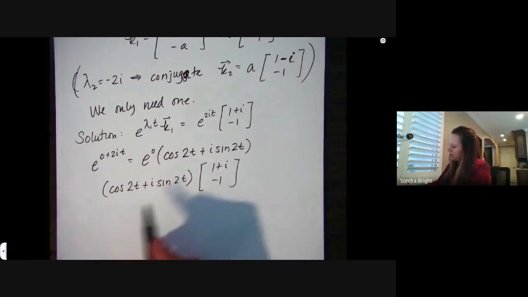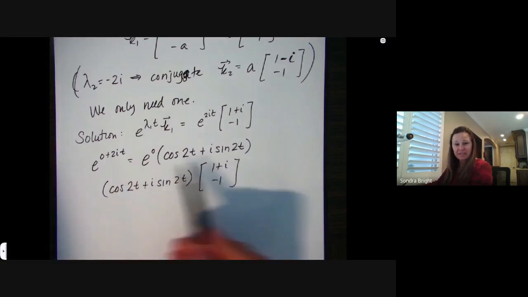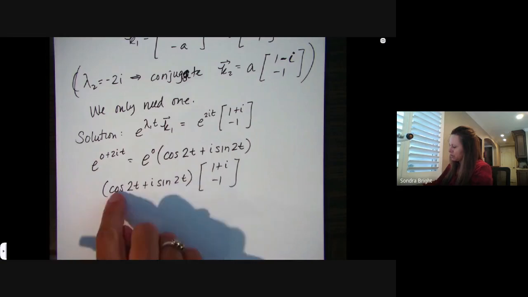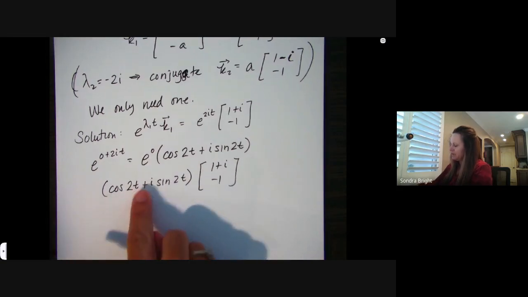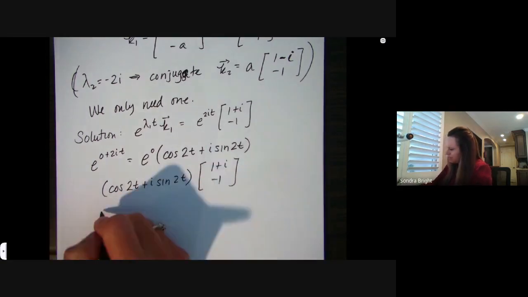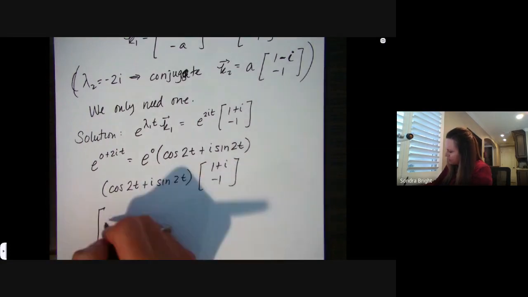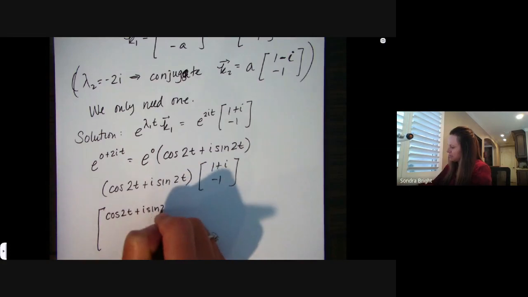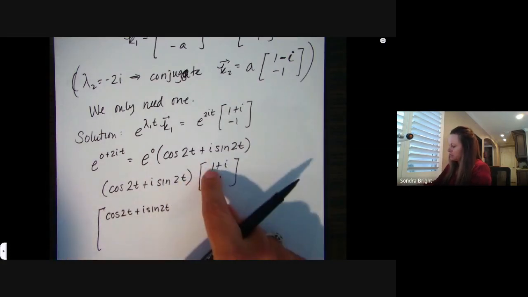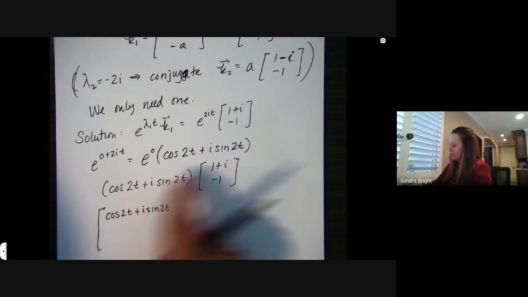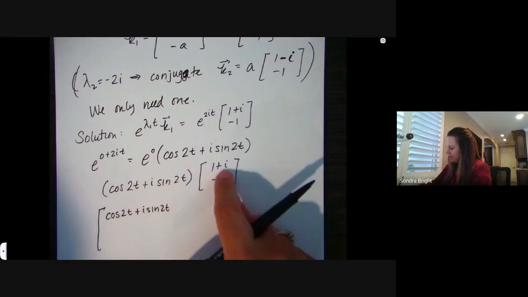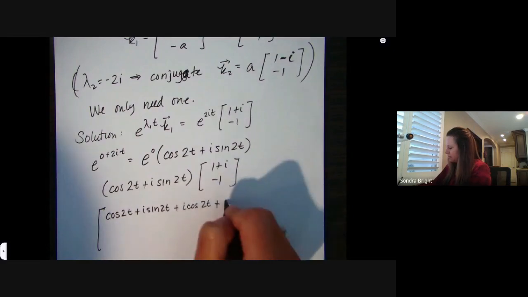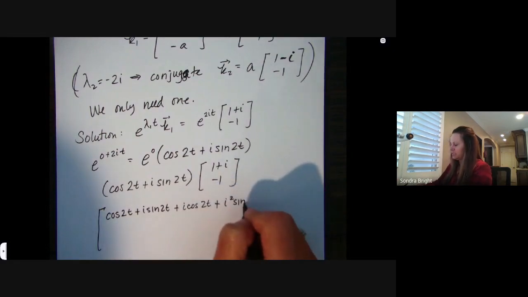All right, so I'm going to multiply these out. I'm foiling, okay? Keep in mind, I'm not going to show it all out. I'm going to multiply cosine of 2t plus i sine of 2t times 1. So it's cosine of 2t plus i sine of 2t. That was times 1. And then I'm also going to multiply this whole thing times i. So that gives me plus i cosine of 2t plus i squared sine of 2t. That was just the top row.